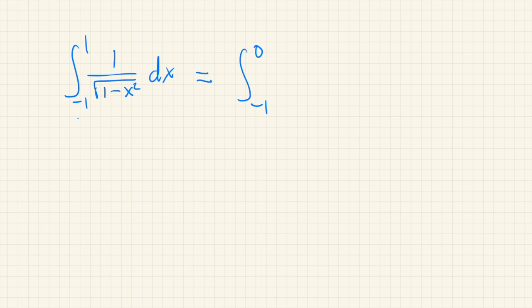Okay, let's see an example. Let's integrate this function. 1 over square root of 1 minus x squared from negative 1 to 1. So at both plus minus 1, this integrand is undefined because the denominator becomes 0. So to calculate this, we do the following. We first split this into negative 1 to 0 and 0 to 1.